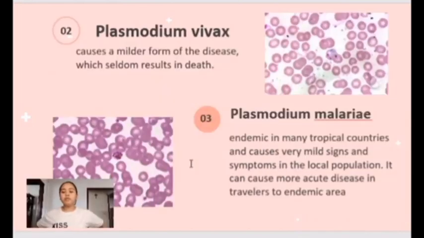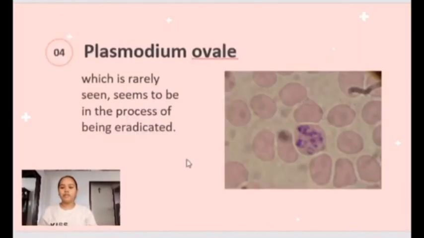The second one is Plasmodium vivax, which causes a milder form of the disease, which seldom results in death. The third one is Plasmodium malariae, which is endemic in many tropical countries and causes very mild signs and symptoms in the local population. It can cause more acute disease in travelers to endemic areas. The fourth one is Plasmodium ovale, which is rarely seen and seems to be in the process of being eradicated.